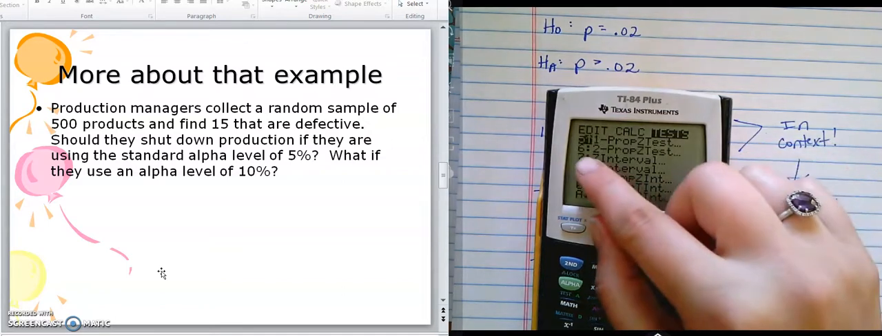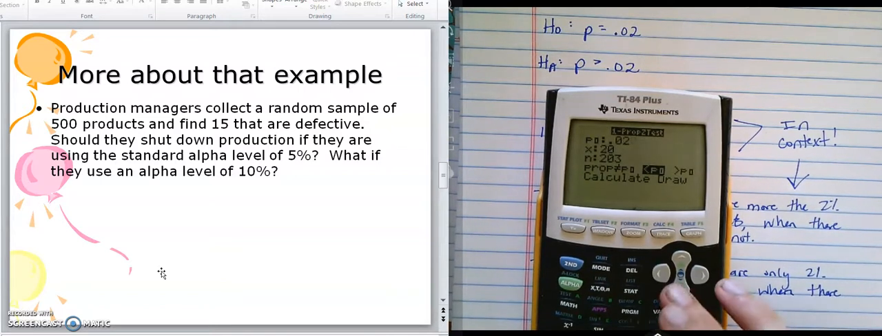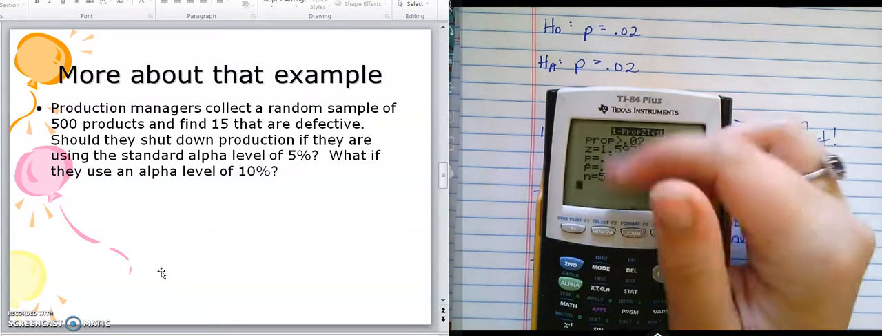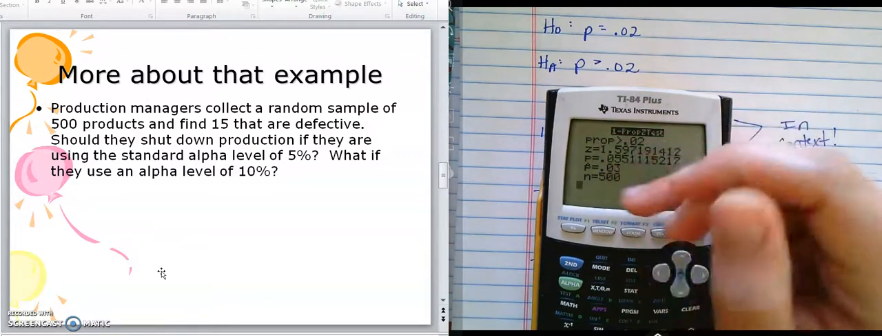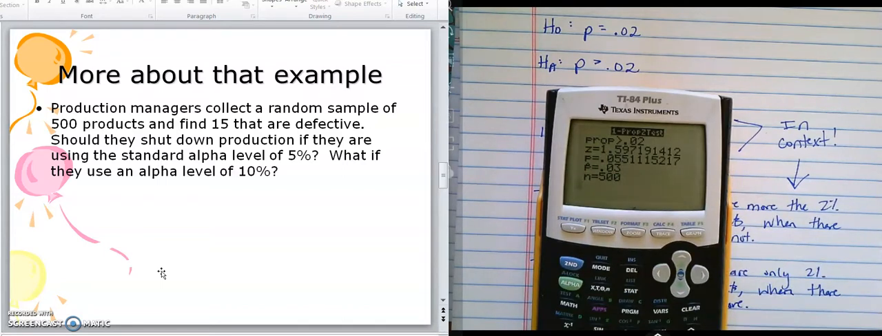So for this particular one, we are using 1 proportion z-test. My null is 2%. It says he found 15 defective out of 500, and my alternate says greater than. So make sure you fill in everything correctly. Now, this gives you a lot of information, including your z-score, your p-value, p-hat, and your n. The only one we're looking at is p here. So my p-value is 0.055.